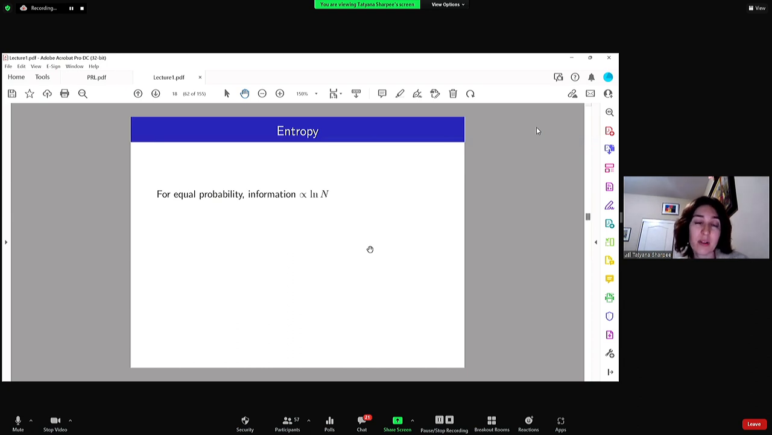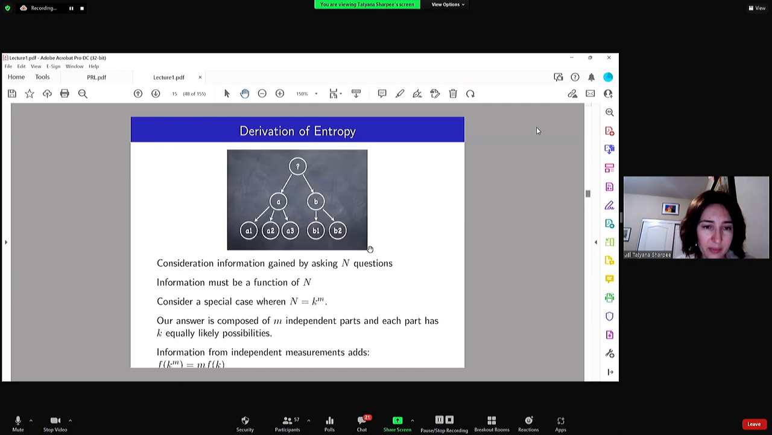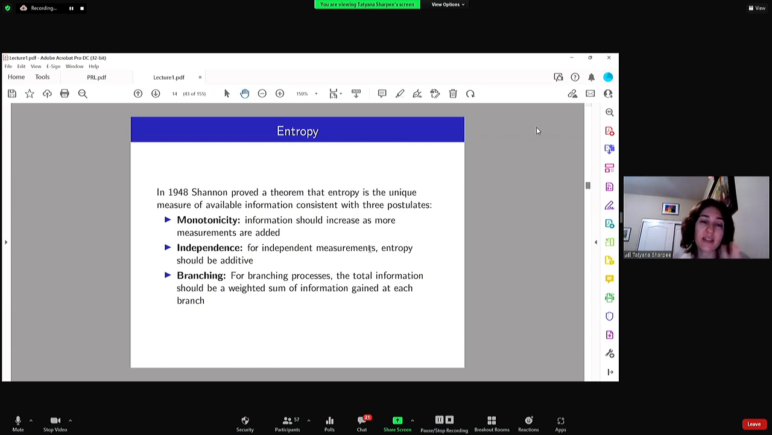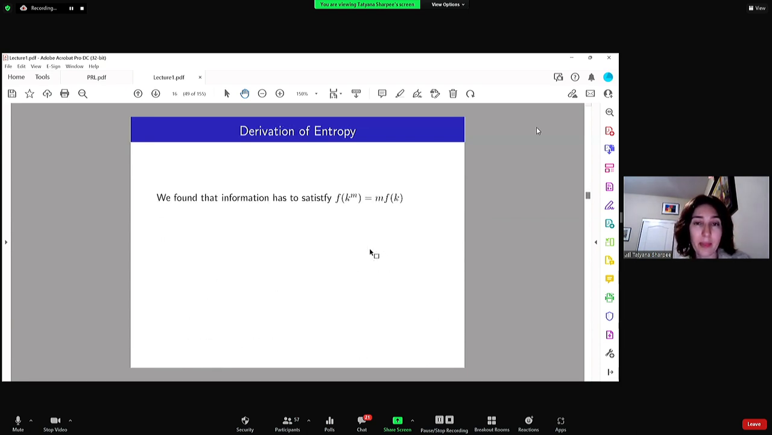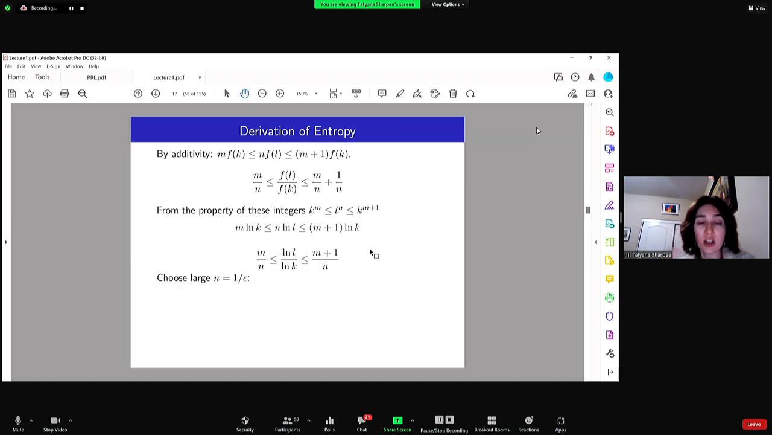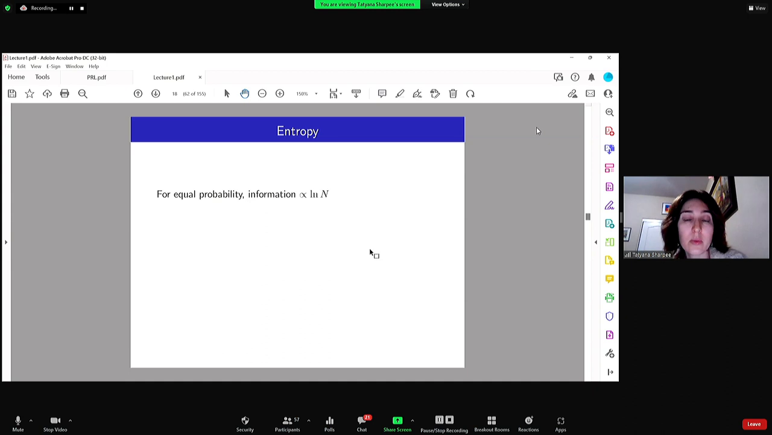So that's a nice example in Shannon's paper of how you start with three reasonable assumptions: monotonic, independent, and what was it? Monotonic, independent, and additive, I think. Yes, monotonic, independence, and the branching process. Then starting with these assumptions, the only function for the entropy that satisfies this has to be the logarithm. And yeah, so that's the definition. You can change a constant, so it can be log of different bases, but there is no other choice than having it be a logarithm of n. So when it is equal probability, the information has to be proportional to log n.